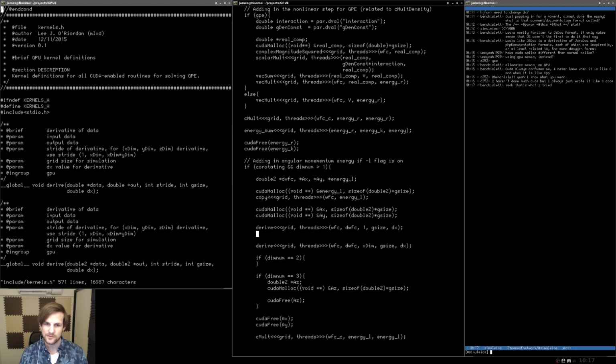Let's see, CUDA always confuses me. I never know when it is like C and when it's like C++. To be fair, this could be a notational problem with how I'm writing C++ code. I tend to write it somewhere in between C and C++. For the most part, CUDA is C. I sometimes add in some C++ features, but for the most part, it acts and works like C. So if you know how to code in C, you're fine with CUDA. Okay, so we're going to derive here, and then we have the derivative of the wave function.